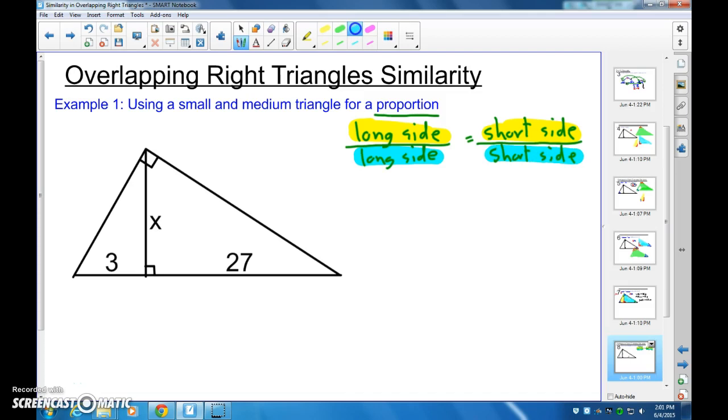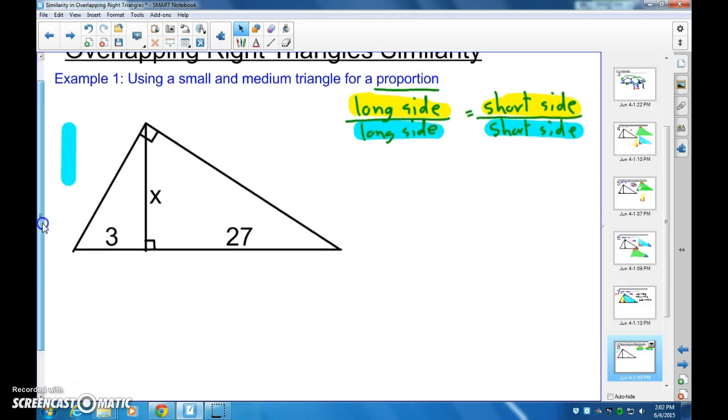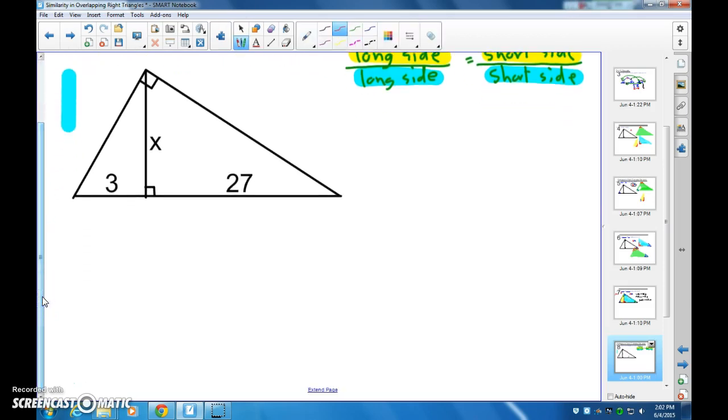A lot of times students get overwhelmed because they don't see all the sides, they don't see all the triangles. So the first thing I would recommend is drawing those triangles out. So let's scroll down here and draw those triangles out. So I have the small triangle, which has a 3 and an X. This is the small triangle. Okay. I have the medium triangle.